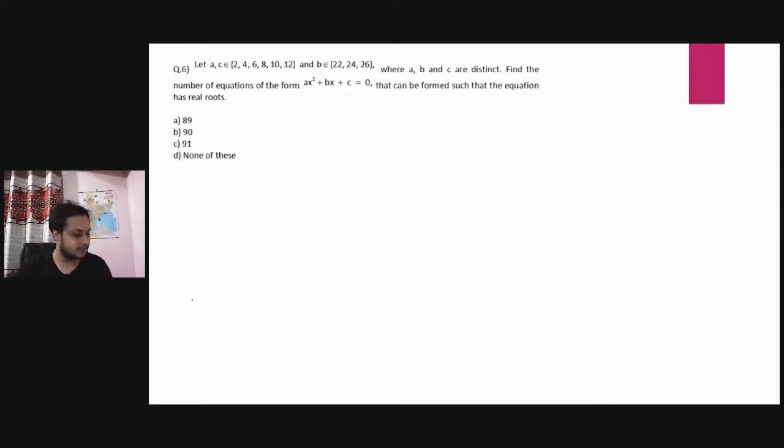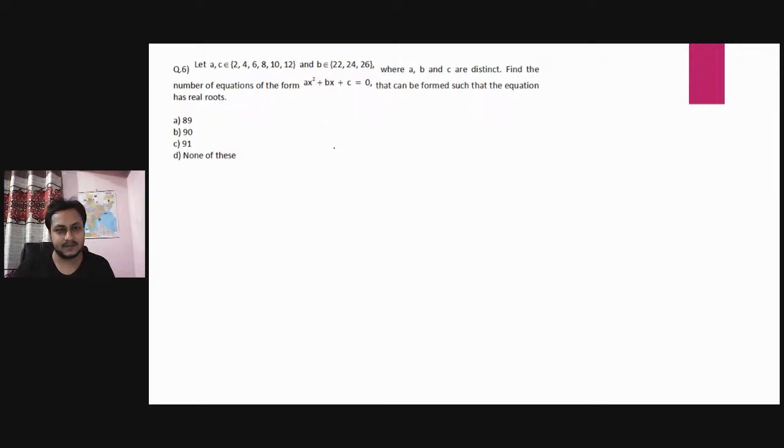Come to the next one. So let's read the question. Let a, c belong to {2, 4, 6, 8, 10, 12}, and b belongs to {22, 24, 26}, where a, b, c are distinct. Find the number of equations of the form ax square plus bx plus c equals 0 that can be formed such that the equation has real roots.